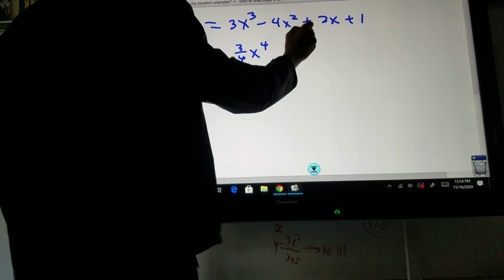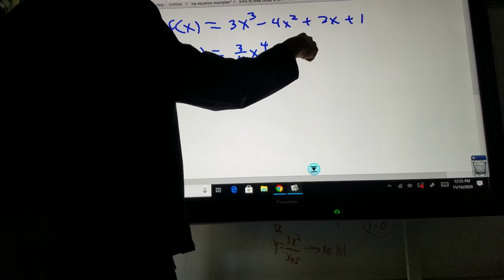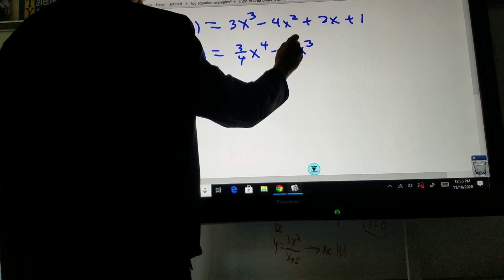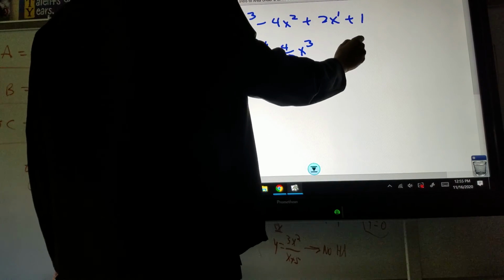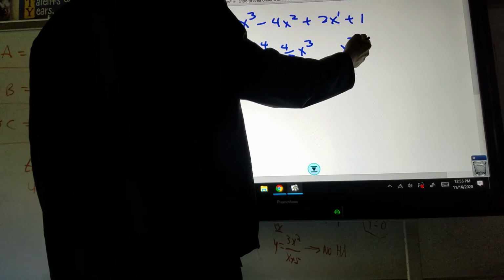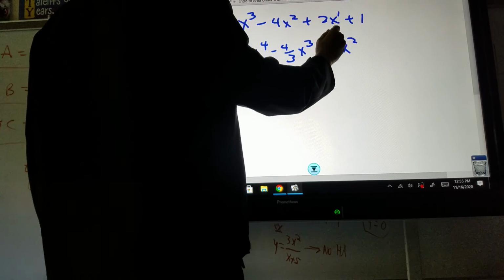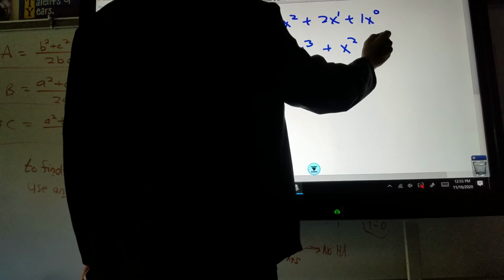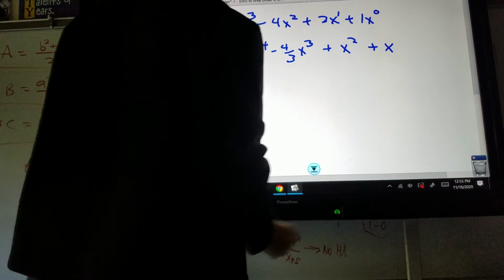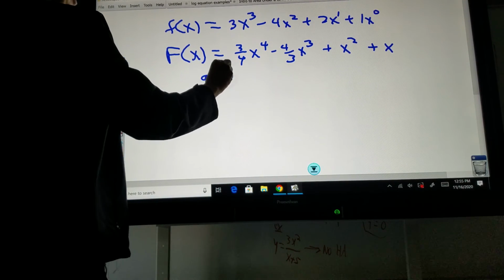I'm going to bump up this power. It's now x cubed. What's the flip of 3? 1/3. 1/3 times 4 is 4/3. I'm going to bump up the power. The new power is 2. Multiply by the flip of the new power. That's 1/2 times 2 gives me 1. This is an x to the 0, bump it up, make it x to the 1. That's my antiderivative, is what this is called, antiderivative.